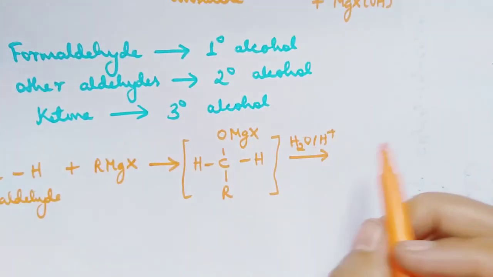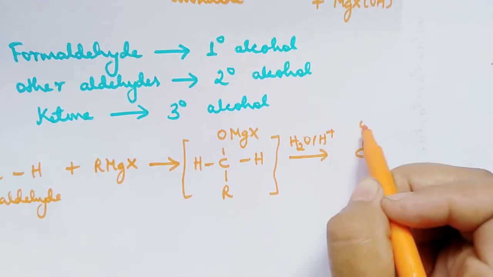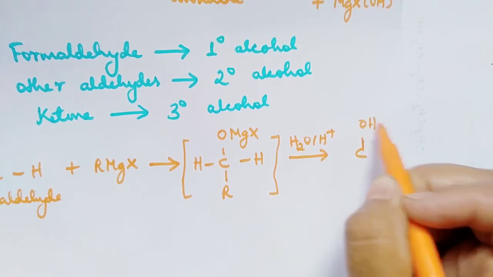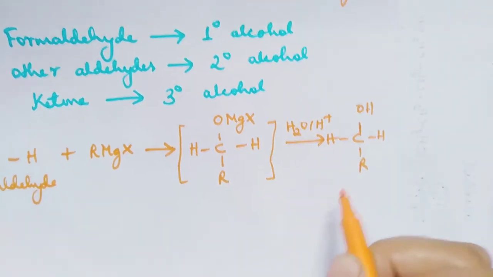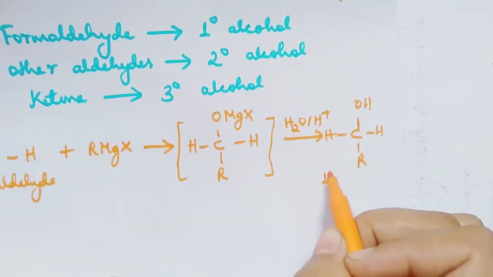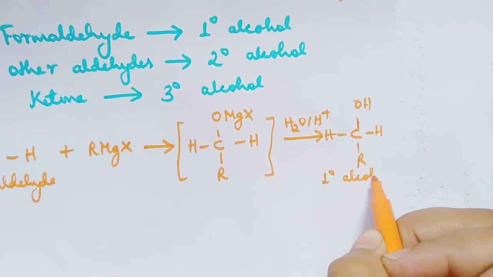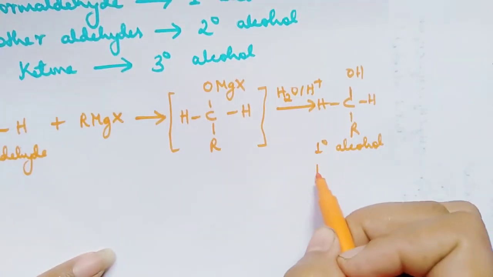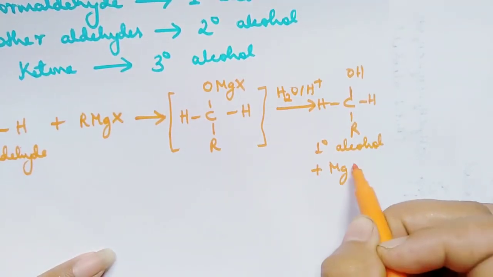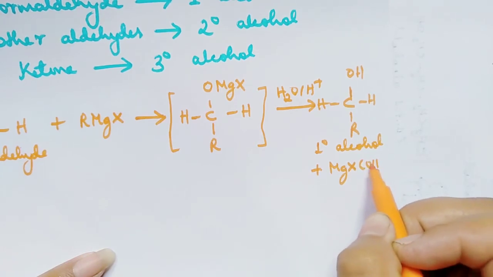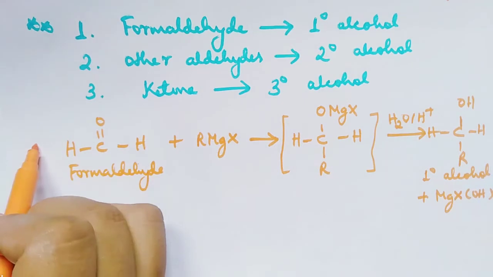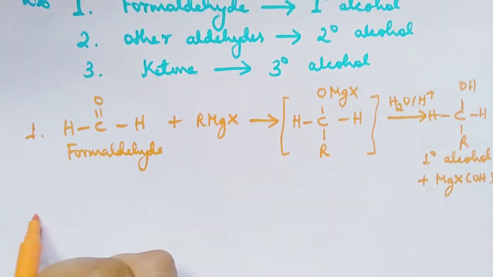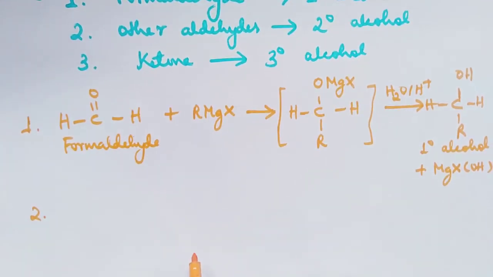Once we do that, we get C, with OH, H, H, and then R. This is your primary alcohol, plus MgXOH.